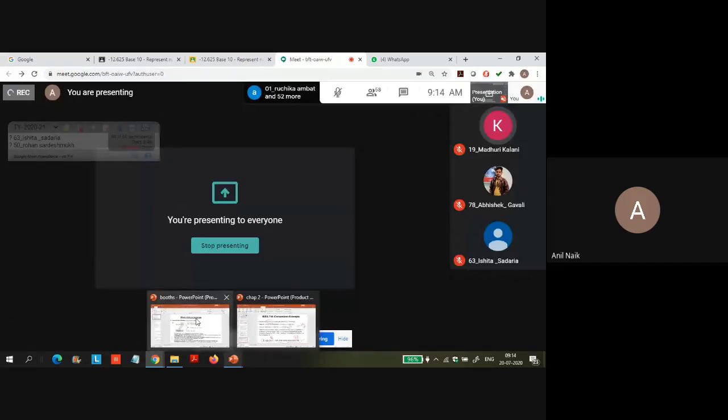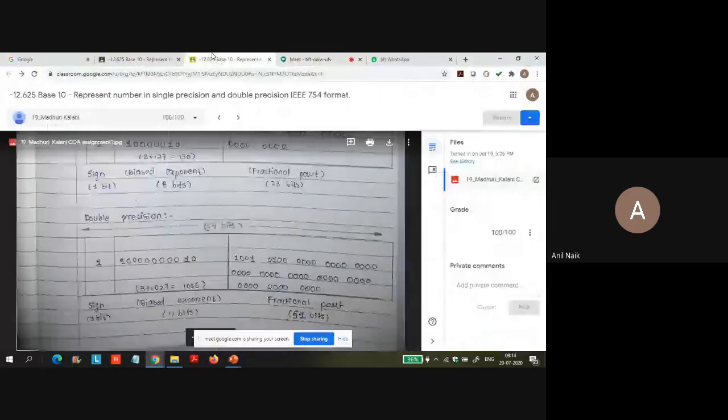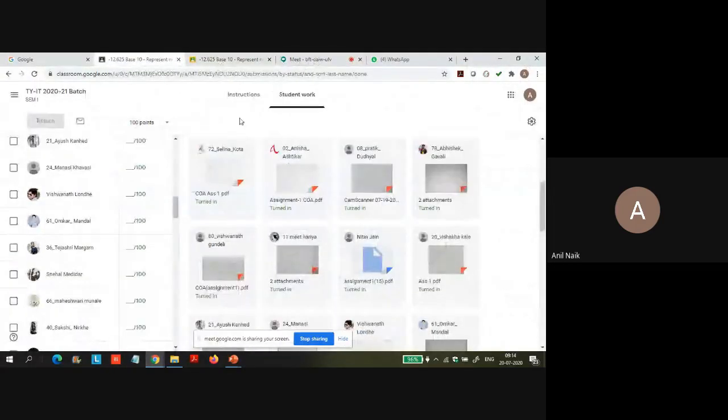Booth's algorithm. That is the multiplication algorithm. I think yesterday I sent some class materials.